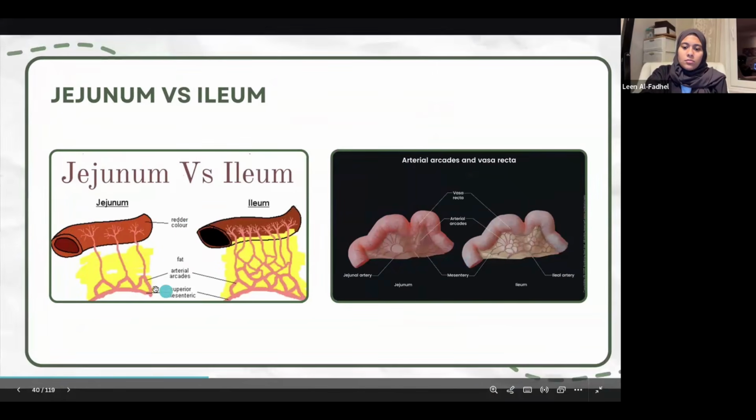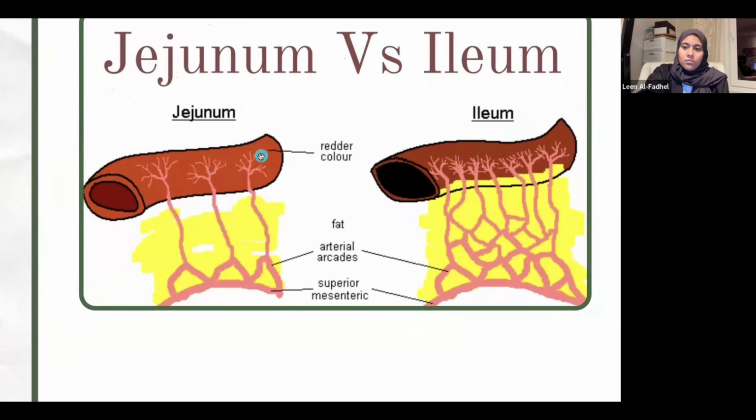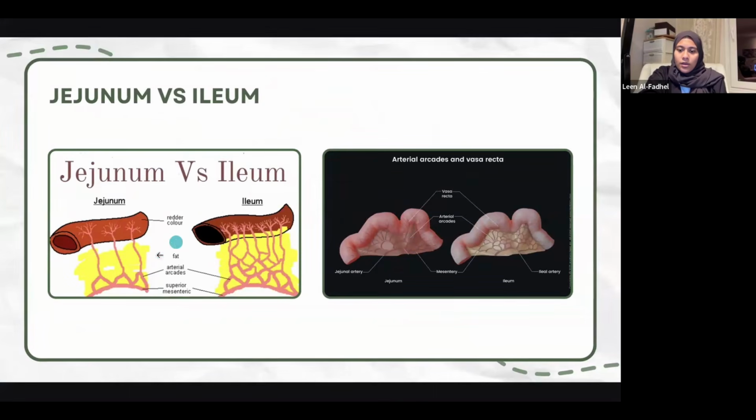Now, also, arterial arcades are very different here. In the jejunum, they're way less. You have 1 to 2 arcades.